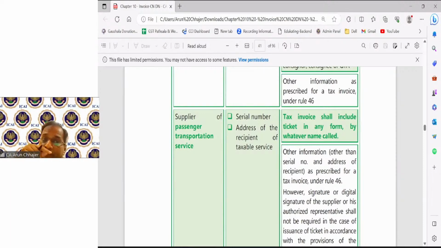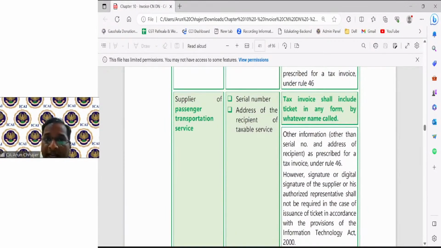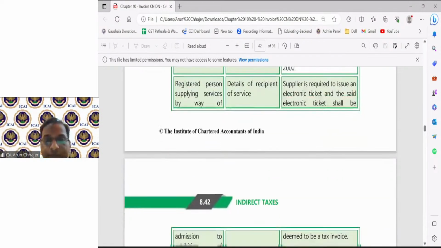Now we are talking about ticket. The passenger transportation service. What is not important? Same, which is applicable for the banking company. Serial number and address. What is important? So first they are saying tax invoice shall include ticket in any form by whatever name called. Whatever the information which is required in the Rule 46, except these two, address and serial number. Except these two, all other are mandatory. And ticket would also be considered as tax invoice.